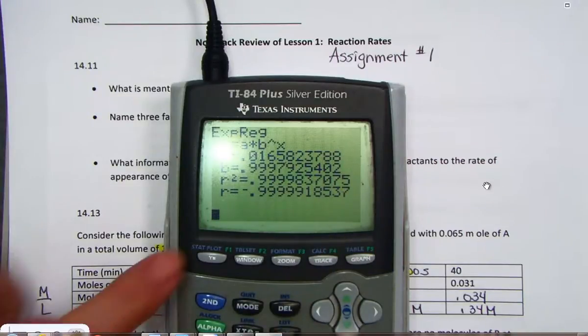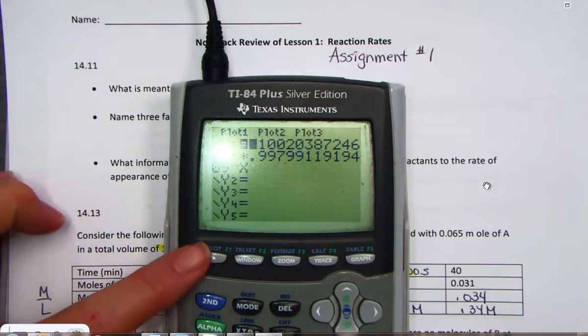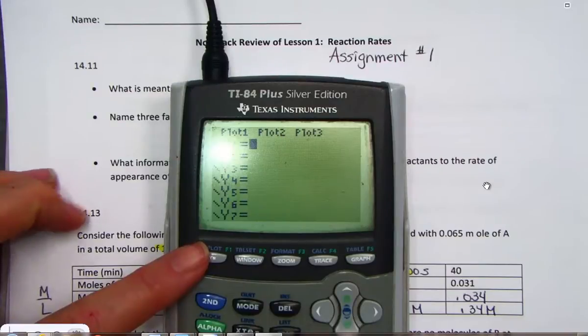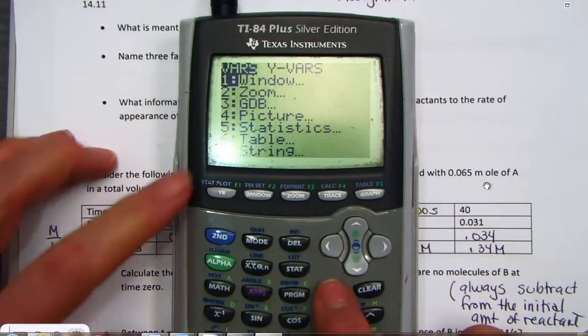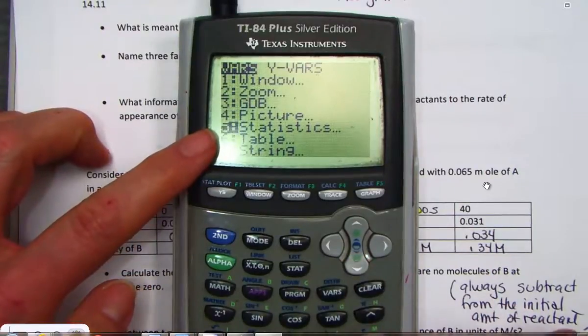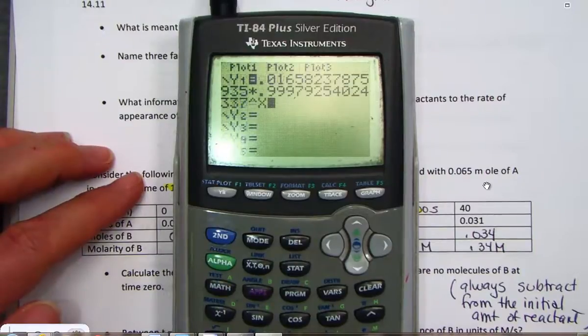We want to get that into our y equals. So I'm going to hit y equals, and if something is there, clear it out. To bring that equation over, the steps are to hit your VARS, V-A-R-S. Number 5, statistics, your equation, and hit Enter. And now it's transferred that over for us, saved us all that typing.